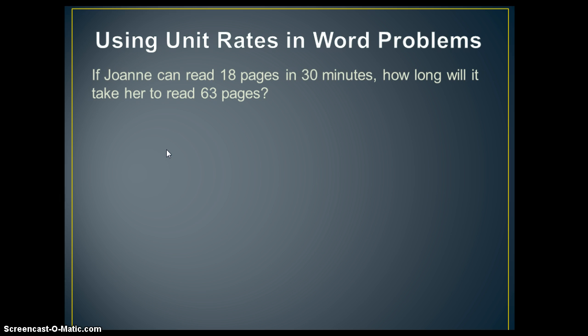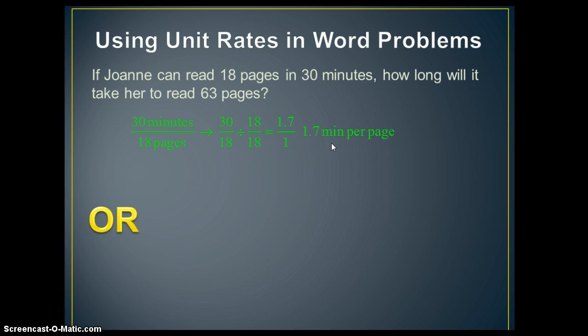Finally, one more problem. If Joanne can read 18 pages in 30 minutes, how long will it take her to read 63 pages? Now, most of you probably thought proportions. Well, at least I hope you thought proportions. But if you didn't, let's take a look at how unit rates could work on this. So, 30 minutes for 18 pages means that I'm going to read 1.7 minutes. It's going to take me 1.7 minutes per page.